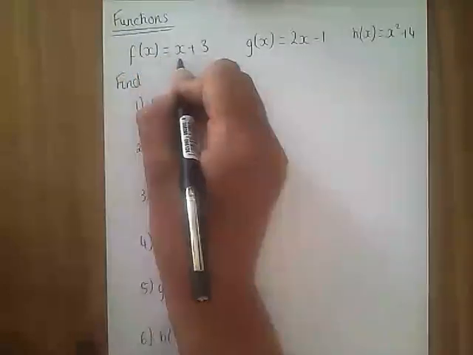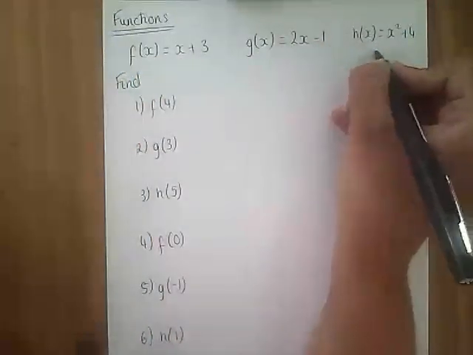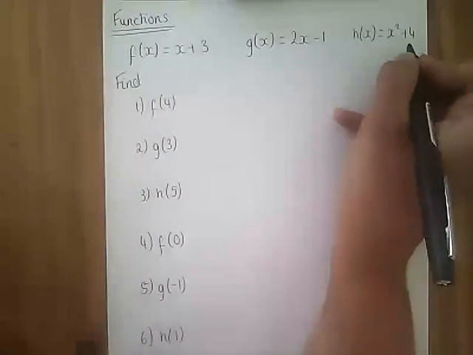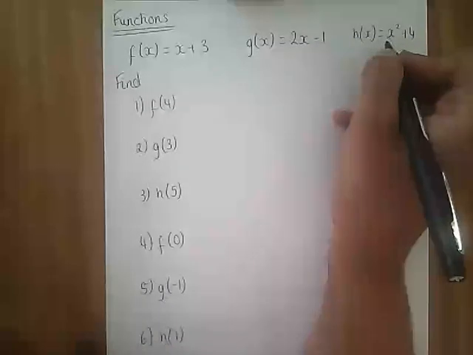F of x is x plus 3. G of x is 2x minus 1. H of x is x squared plus 4. Now, all it is, is something to do. It's like having a function machine with an x in.